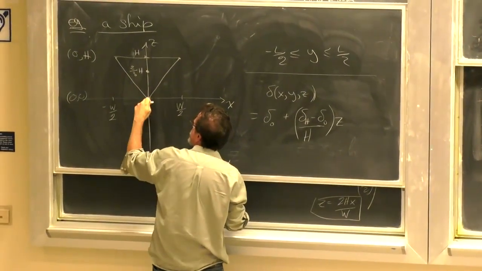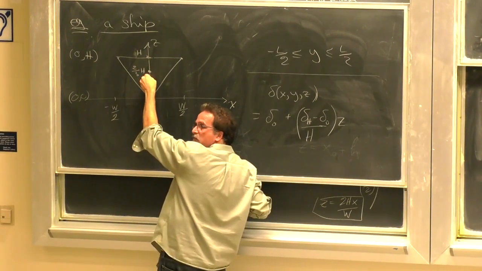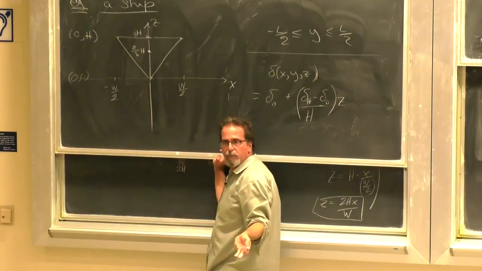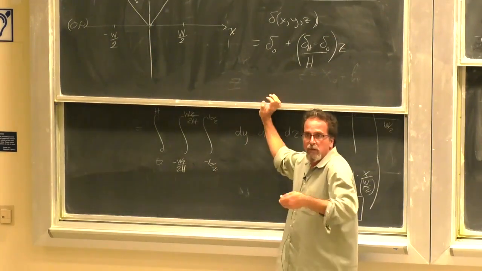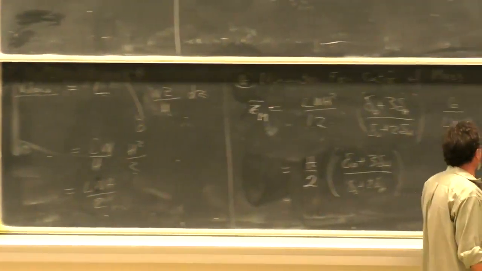If the density is bigger here and goes down to 0, that pushes the center of mass down to H over 2. Intuitive, I hope? You would expect it to be lower because there's less density at the top. Okay? And what's the other extreme?